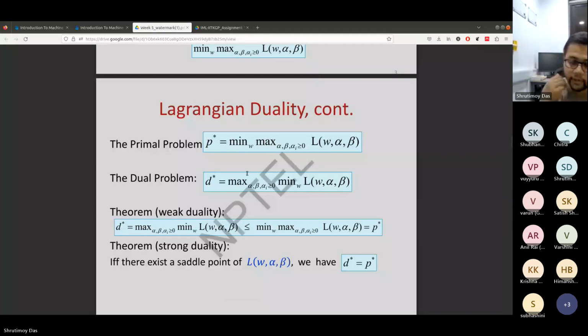Can you repeat? Here the primal problem is min. Then first you find the max, then it becomes the min. Now assume the primal problem is reversed, max and min. Then it will not hold.